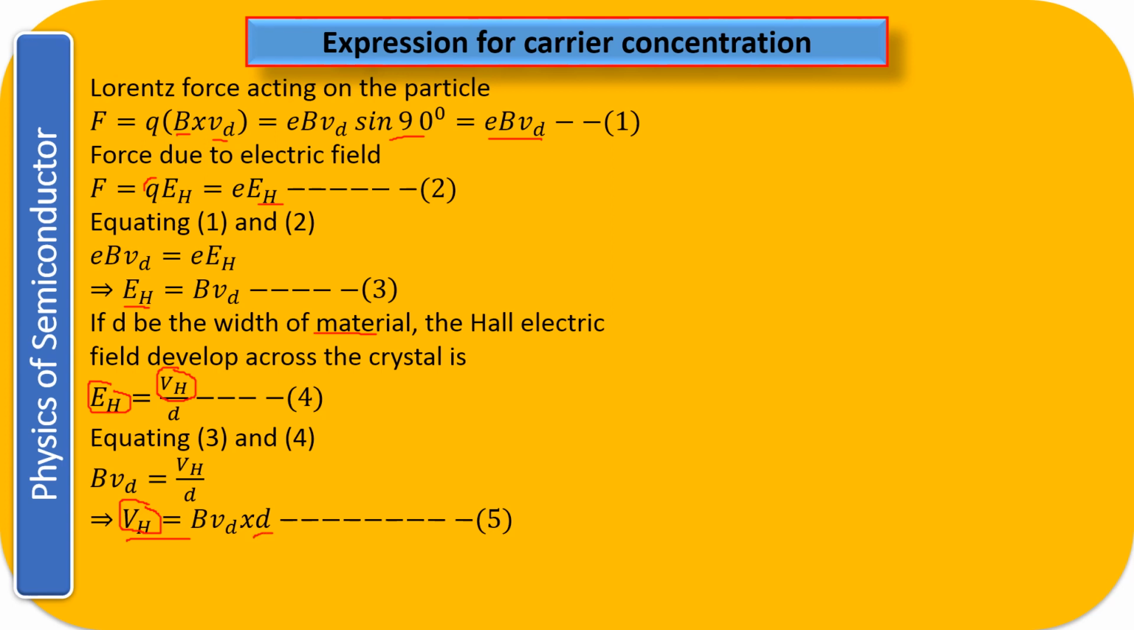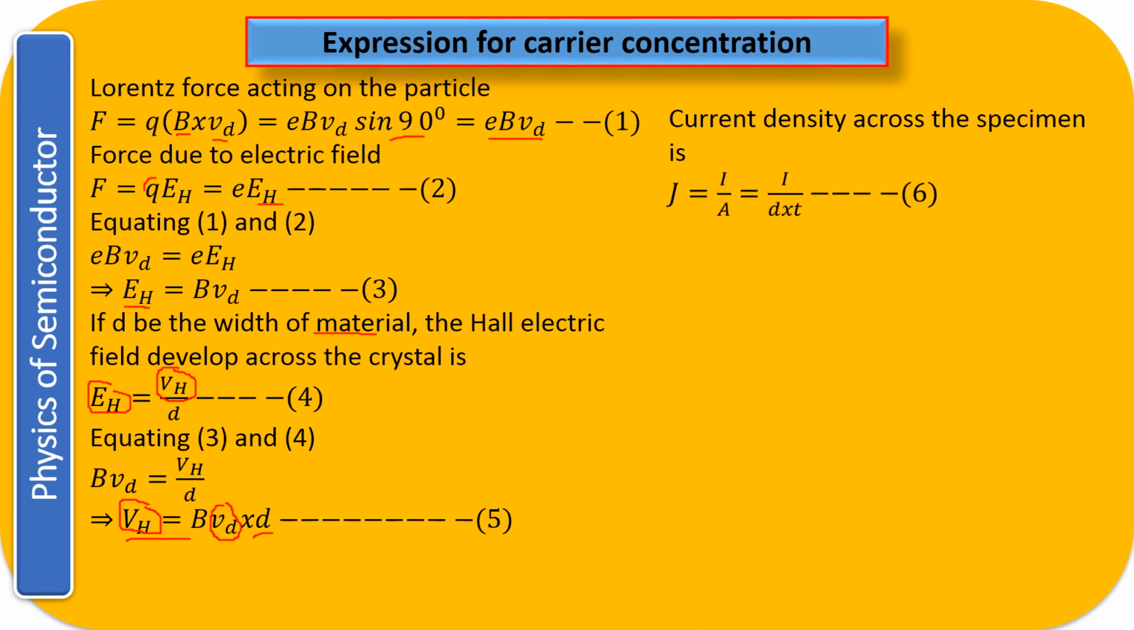So what we require to do now, let's calculate the value of your drift velocity in a semiconductor or conductor, whatever you are taking, and substitute that value and calculate your final Hall voltage, right? So current density across a specimen, as we have already seen, J equal to I by A. So I is your current, and A is equal to your thickness into the breadth, right? So this is the cross sectional area that we have taken. So D into T is the area of cross section that we have taken over there.